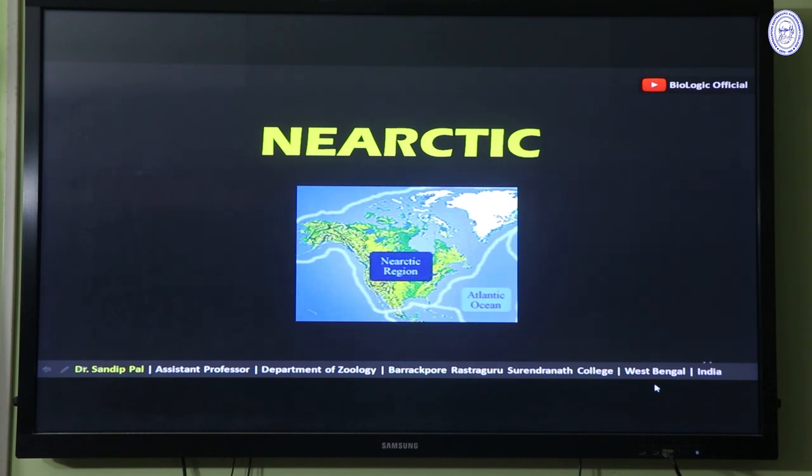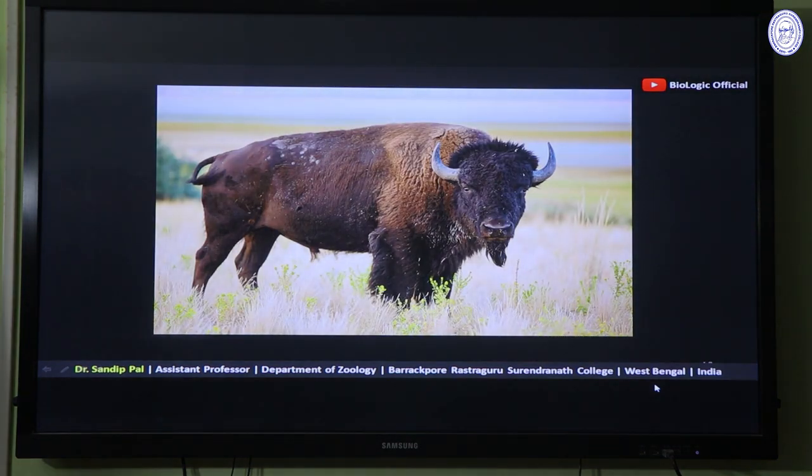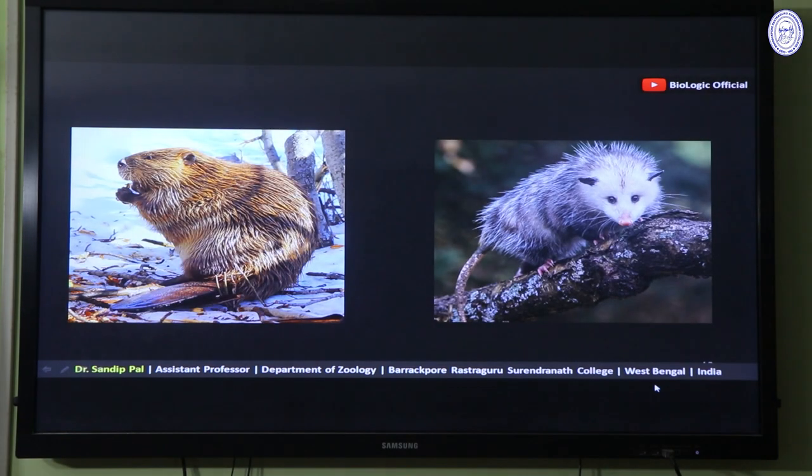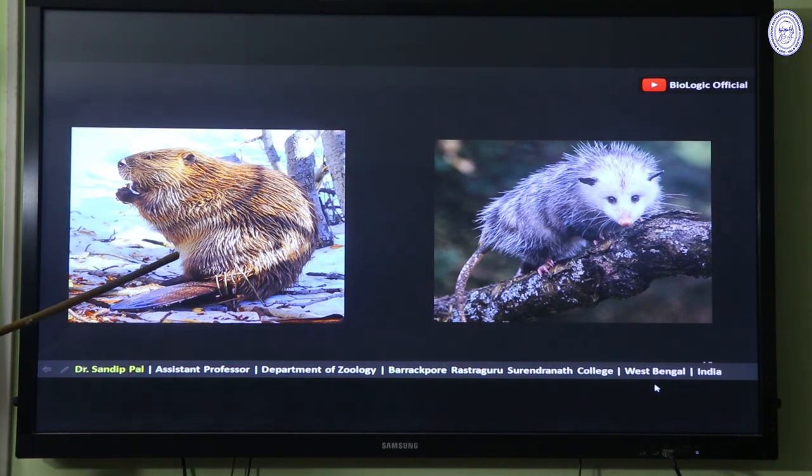Next, characteristic fauna. Let's start with mammals. First one is American bison. Before you have seen the European bison, and this one is American bison. They are completely different. This one is Canadian beaver. You have already seen the European beaver. This one is Canadian beaver. And this is American opossum.